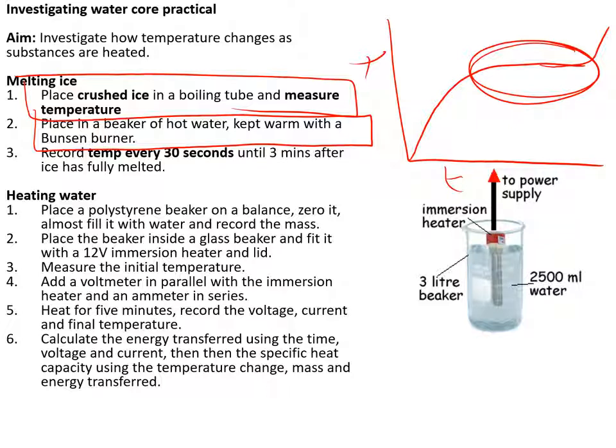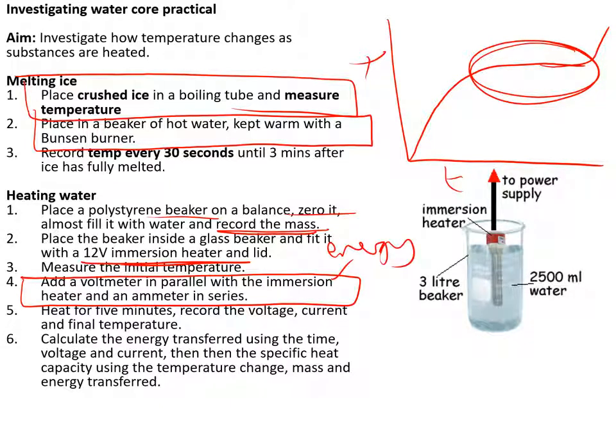Then we also heated water with an immersion heater. So we took a polystyrene beaker, we zeroed it on a balance, and we almost filled it with water and recorded the mass of water. Then we placed the beaker inside a glass beaker to insulate it slightly, and we put a 12-volt immersion heater in there. And then we had a voltmeter and an ammeter connected to it, so we could work out the energy that was being used by the immersion heater.